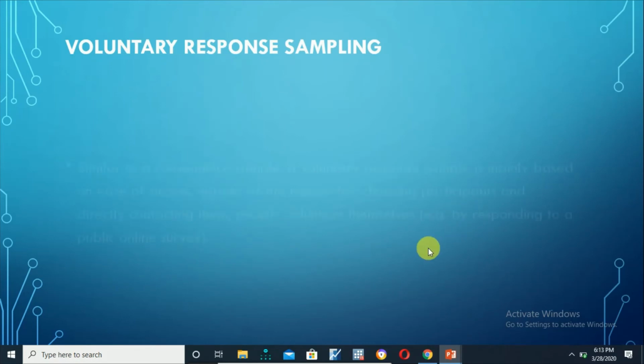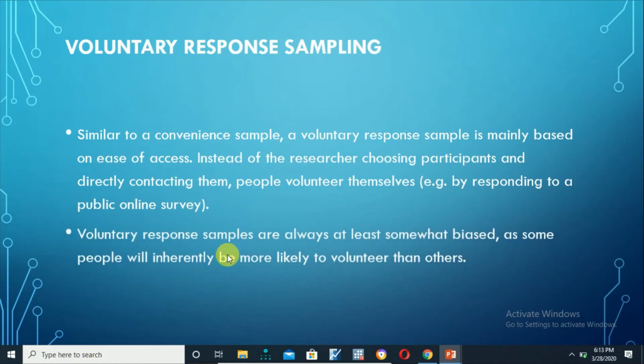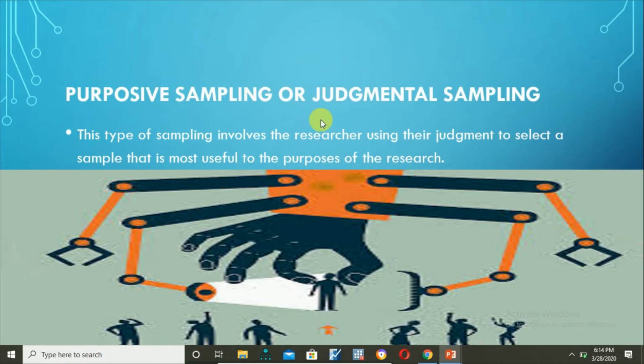Voluntary response sampling. Similar to a convenience sample, a voluntary response sample is mainly based on ease of access. Instead of researchers choosing participants and directly contacting them, people volunteer themselves by responding to a public online survey. Voluntary response samples are always at least somewhat biased, as some people will inherently be more likely to volunteer than others.